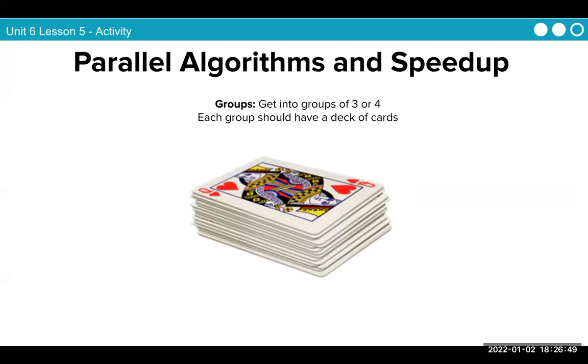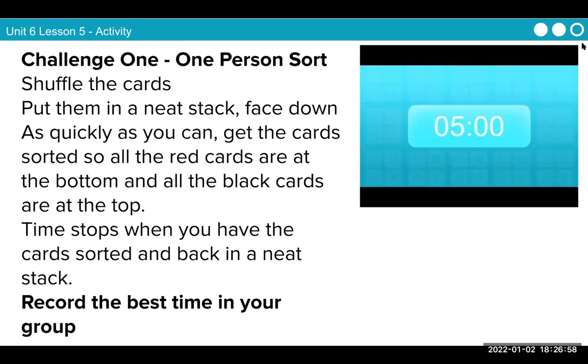All you care about is red and black. So if you had 26 red, 26 black, that would do it. Or even 13 and 13 would be plenty. Challenge 1, the one-person sort. Shuffle the cards, put them in a neat stack face down. As quickly as you can, get the cards sorted so all the reds are at the bottom and all the black cards are at the top. Time stops when you have the cards sorted and back in a neat stack.